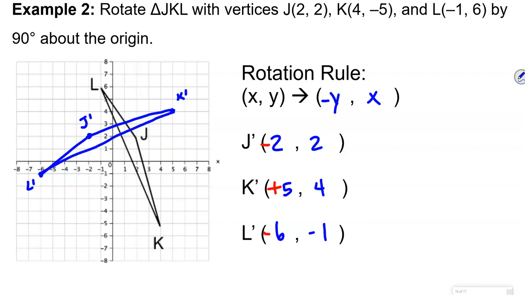Now, we can check this. How do we check it? The same way we checked it before. So we could check from the origin to J, right there. That wasn't a very straight line, but y'all get the drift. And from the origin to J prime. Notice again, what does that angle look like? 90 degrees. That's your check.